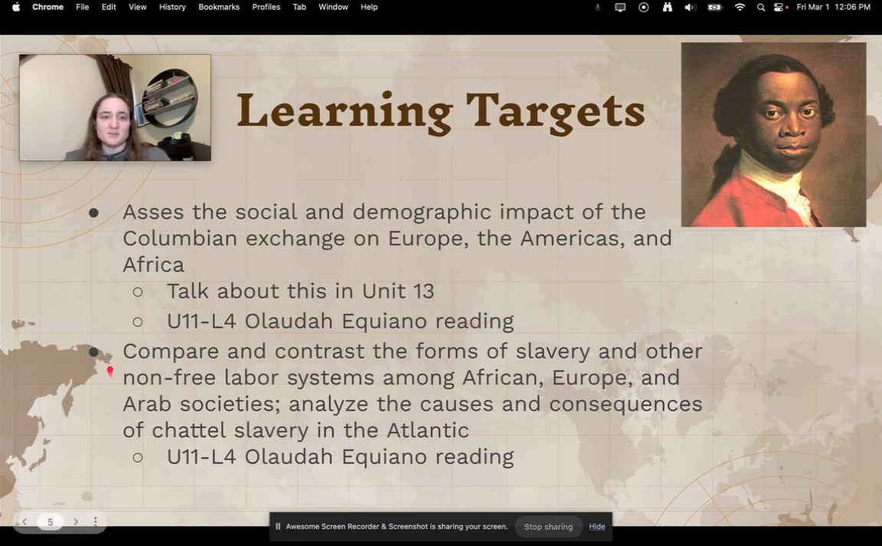Another learning target is to compare and contrast the forms of slavery and other non-free labor systems among African, European, and Arab societies, and analyze the causes and consequences of chattel slavery in the Atlantic. So again, you're going to get that with lesson 4 with this primary source reading.